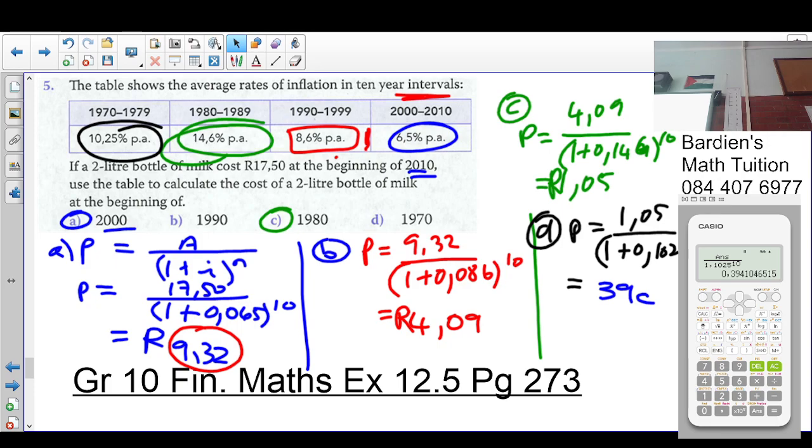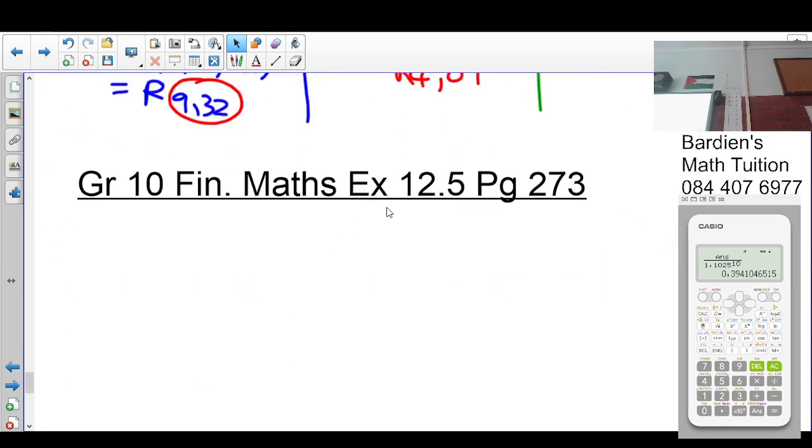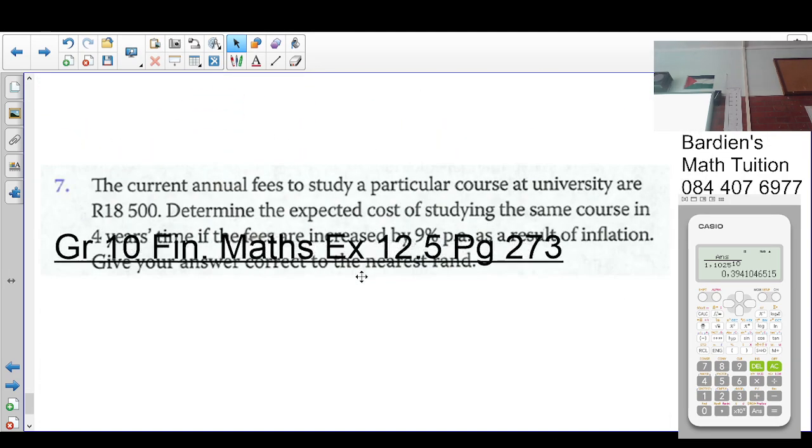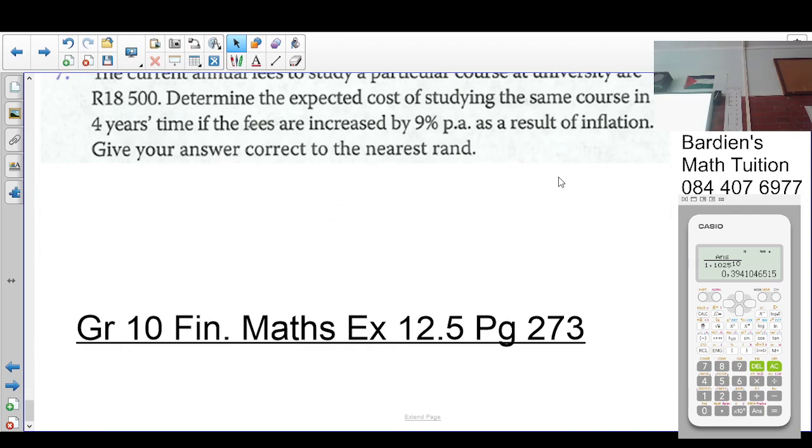Okay, do you guys understand? With that, you should be able to do exercise 12.5, the even numbers. I will do that in the next video.